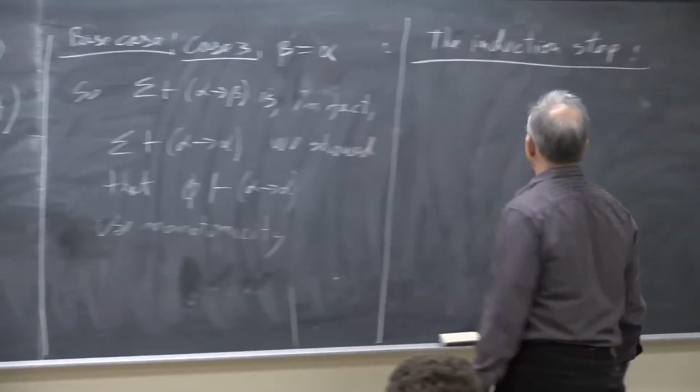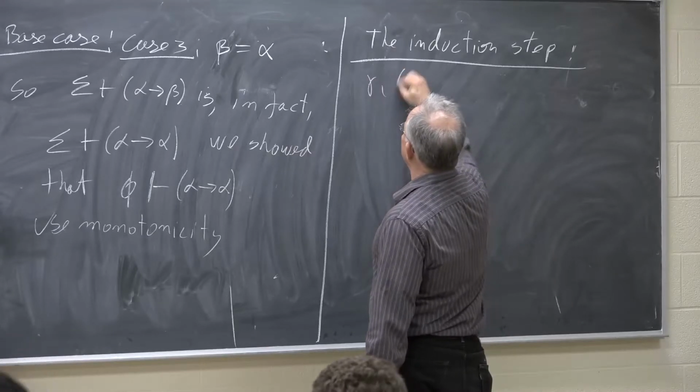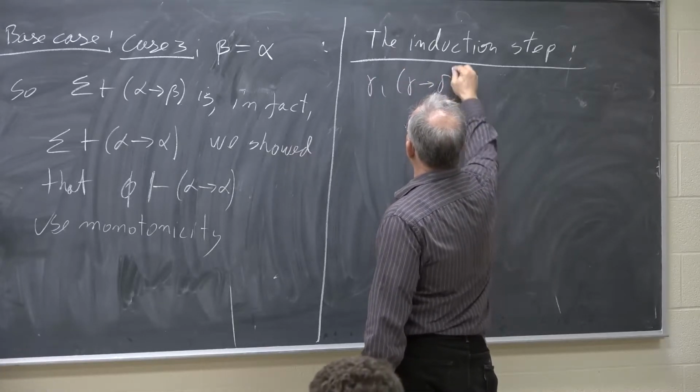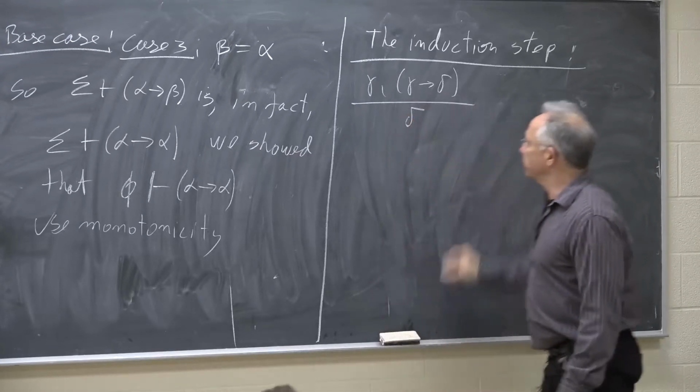So let's use gamma and delta. Modus ponens is: I have gamma, and I have gamma arrows delta, and I want to conclude delta. This is my modus ponens.